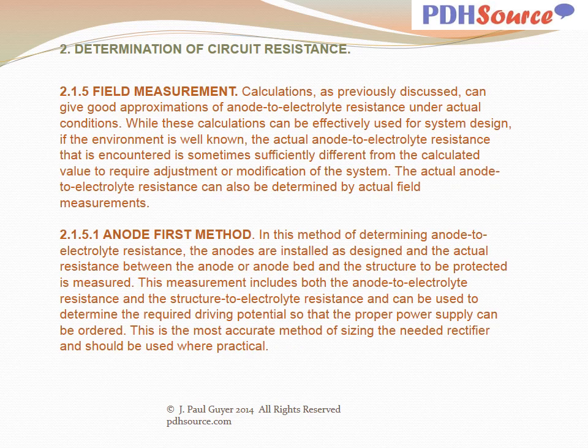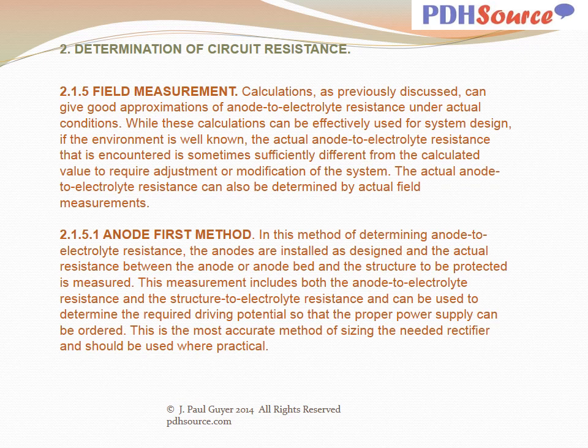Calculations, as previously discussed, can give good approximations of anode to electrolyte resistance under actual conditions. While these calculations can be effectively used for system design if the environment is well known, the actual anode to electrolyte resistance that is encountered is sometimes sufficiently different from the calculated value to require adjustment or modification of the system. The actual anode to electrolyte resistance can also be determined by actual field measurements.